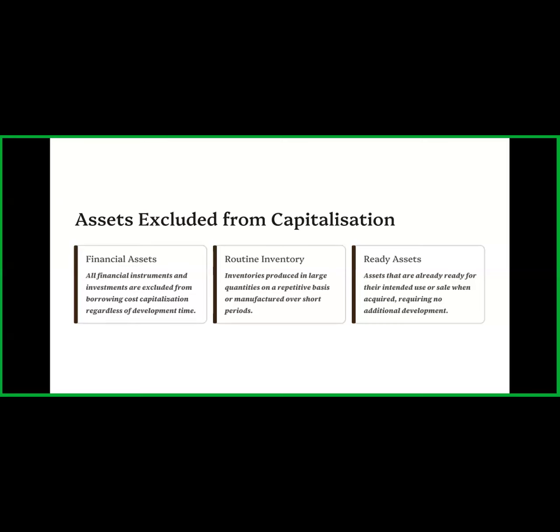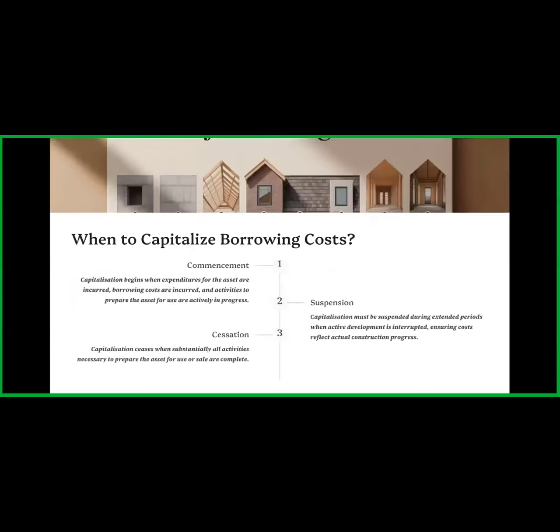Next one is routine inventory. That means the basic raw material that we use for production purposes. That also we cannot consider as capitalization. And all the ready assets. Ready assets are such types of assets that do not need value addition for selling purposes. The assets are already ready for the intended use or sale. No additional development or value addition is required for such assets. So those assets we cannot consider as capitalization.